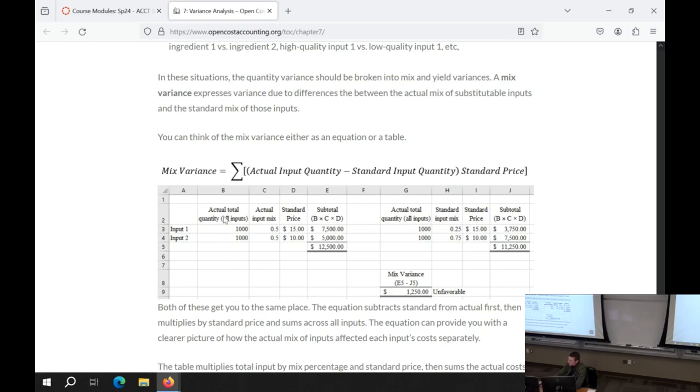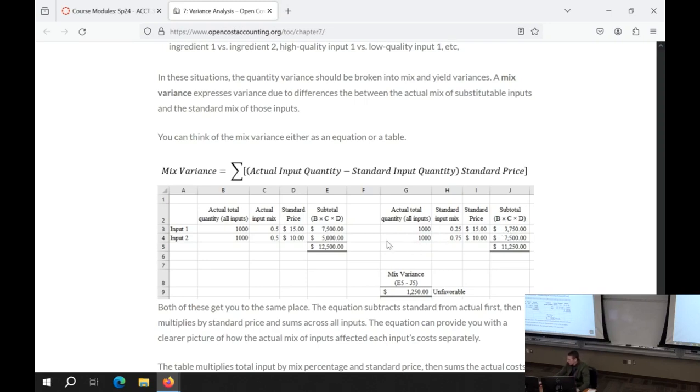So we have a total number of inputs. So we have 1,000 in this example. 1,000 inputs. That's the sum of input 1 plus input 2. We have 1,000 gallons, 1,000 hours, or whatever. That's the total. And we expected 0.25 or 1/4 of them to be input 1 in this example. And input 1 is at a price of $15. Okay, so 1,000 inputs times 25% of them, that's the mix, times $15 gives us, we should have spent $3,750, that was our expectation anyway, that's standard dollars for input 1 given 1,000 hours of input, 1,000 gallons of input or whatever.